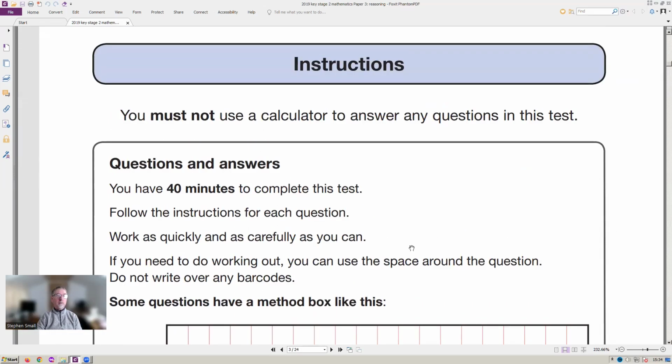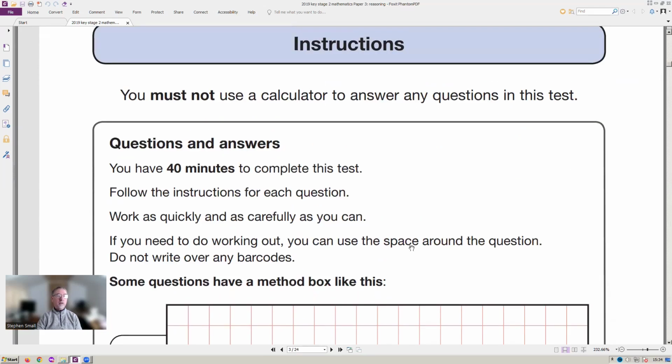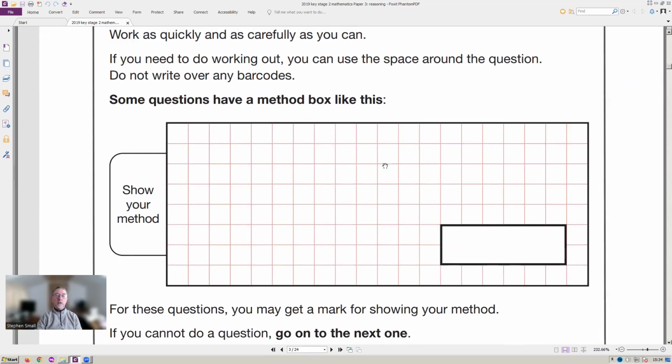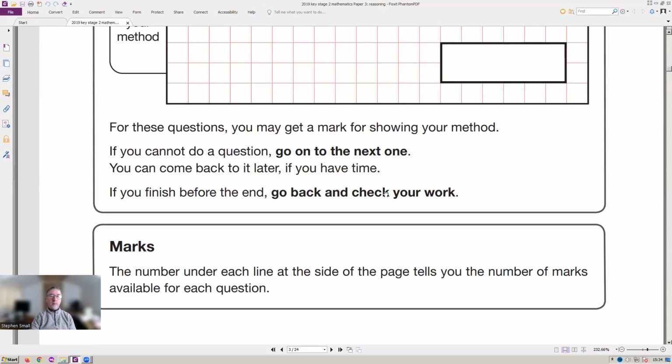Our instructions: 40 minutes to do the test. We must not use a calculator. Put our answers in this area here, and the final answer goes in this little box. For these questions, you may get a mark for showing your method. If you cannot do a question, go on to the next one. You can go back to it later if you have time. If you finish before the end, go back and check your work.